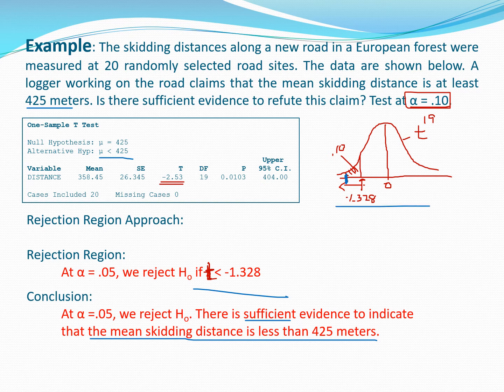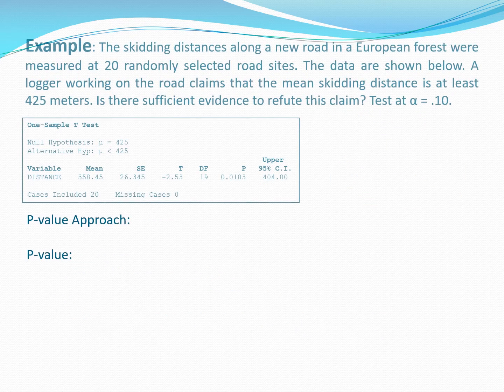Now, see all this work right here? That was you running to the T-table showing me you know how to go do a rejection region. Let's take a look at the same problem now, but let's take a look at it from the p-value approach. So the null and the alternative are the same. The test statistic's still a negative 2.53, but what's the p-value approach ask us to do? Well, in the p-value approach, we got to find the p-value.